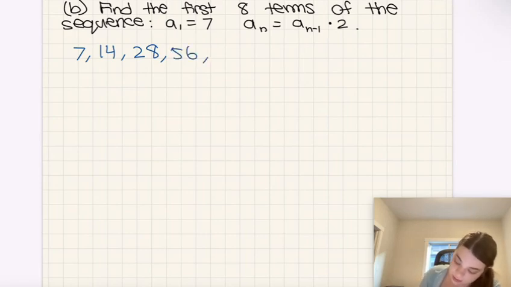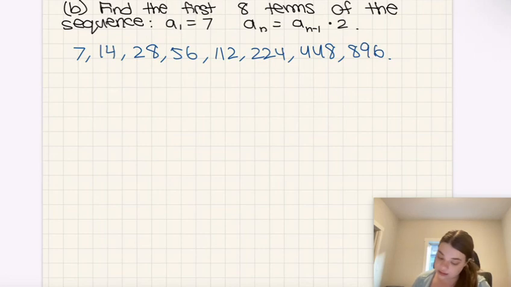And then again to get 112. And then again to get 224. And then again to get 448. And then one last time to get 896. So these are the first 8 terms of this sequence that starts with 7. And then the rule is take a look at the previous term, and multiply by 2 every time to figure out the next one.